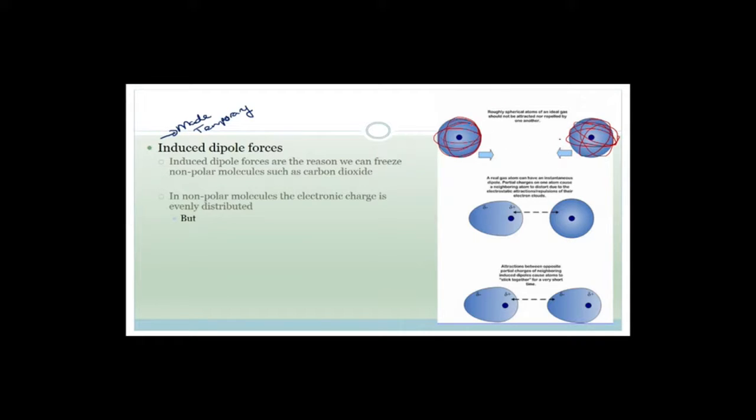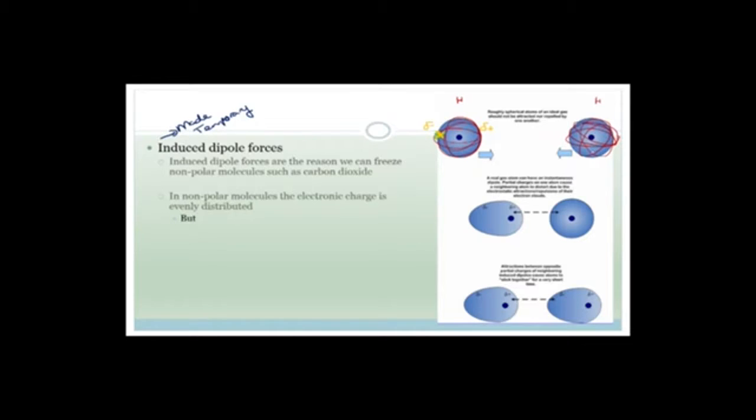Okay, so now what happens is, this, for example, might be part of an ideal gas. So they might not be attracted to anything ever. But let's pretend that this is a hydrogen atom and this is a hydrogen atom. What happens if at some point, just by fluke, this one's electron is on this side? Okay, this one's electron happens to be on this side, okay? So if that's the case, if it's hydrogen, it means it's got one electron and one proton. So in that case, at that instant, this will be slightly negative and this will be slightly positive, okay?